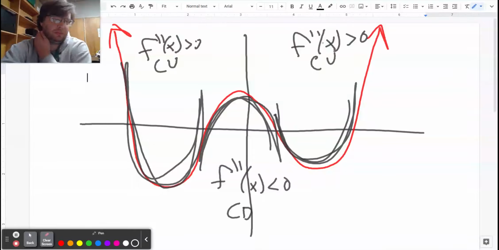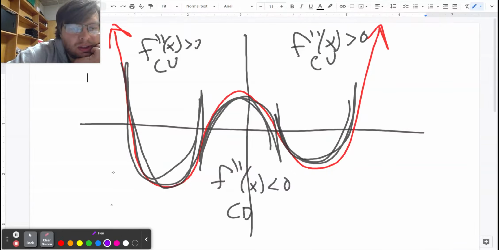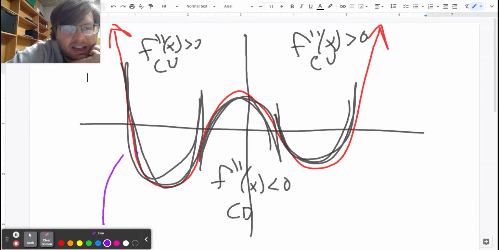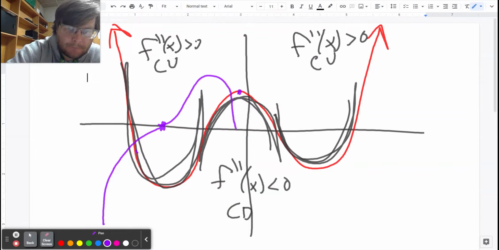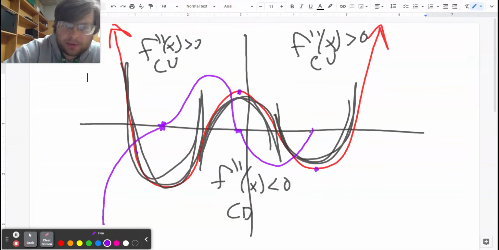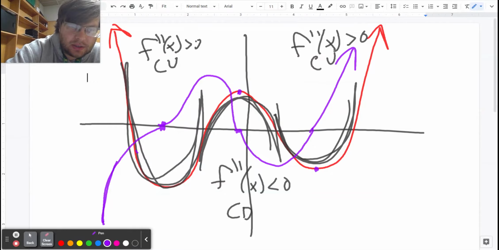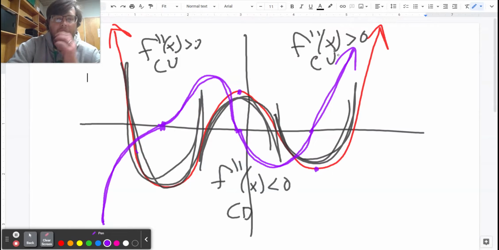So let's first draw the purple derivative. We have a function that is decreasing until here. So I have a derivative that is negative until there. Then we have a derivative that is positive until there. Then we have a derivative that's negative until here. And then we have a derivative that's positive there on out. So something more or less like that. So that's the derivative. Then let's draw our second derivative.